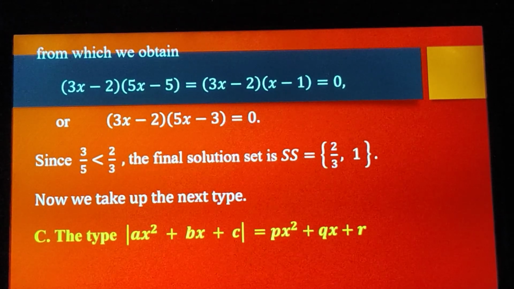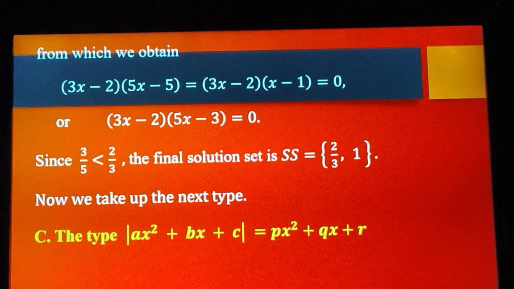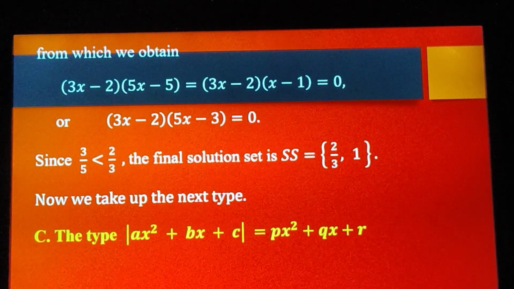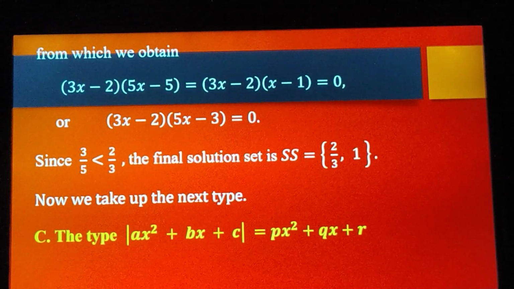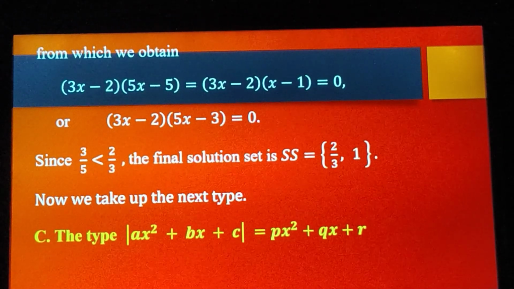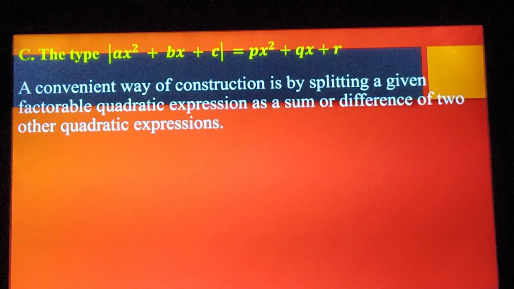So now we take up the next type, which is the absolute value of ax squared plus bx plus c equals px squared plus qx plus r. A convenient way of construction is by splitting a given factorable quadratic expression as a sum or difference of two other quadratic expressions.